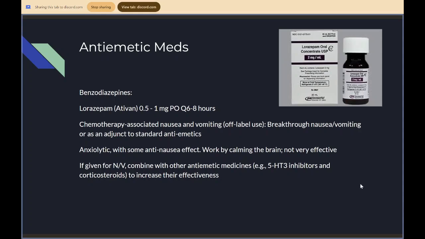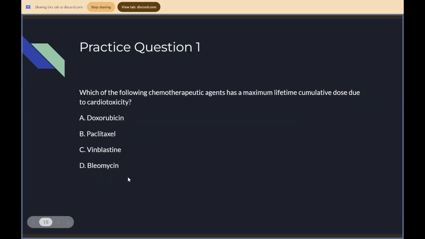All right. Which of the following chemotherapeutic agents has a maximum lifetime cumulative dose due to cardiotoxicity? Choice A, doxorubicin. Choice B, paclitaxel. Choice C, vinblastine. And choice D, bleomycin.